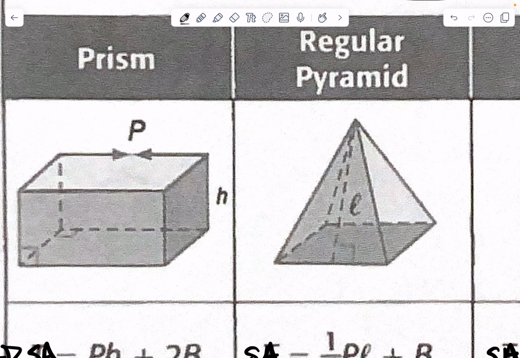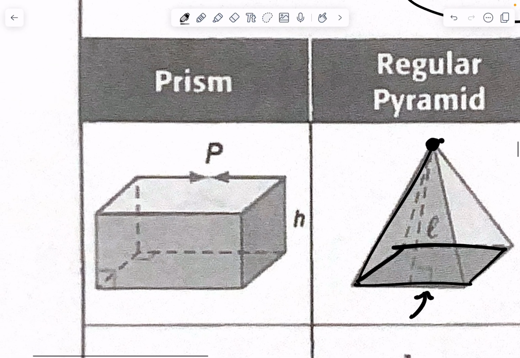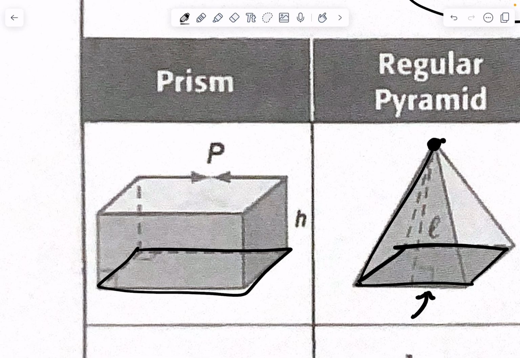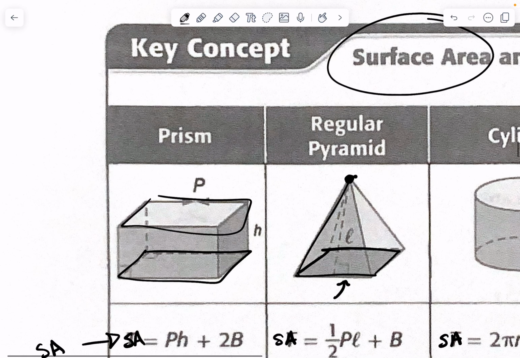Okay, so a regular prism and a regular pyramid. A pyramid is going to have a base, but it's going to come up to one tip. It has one base, which is usually on the bottom, and then it comes up to one tip. A prism is going to have two bases, like a top and a bottom.